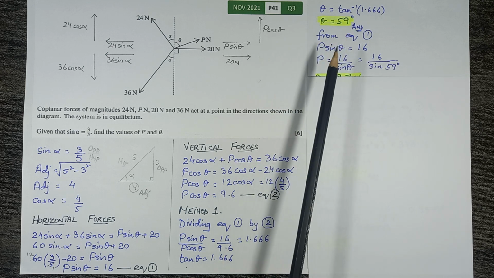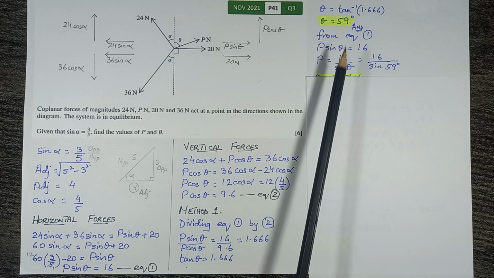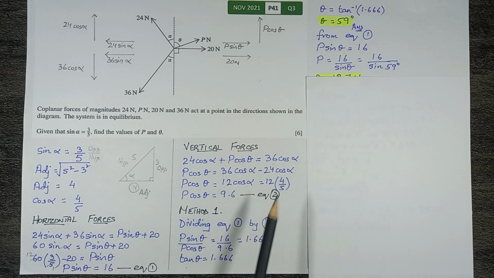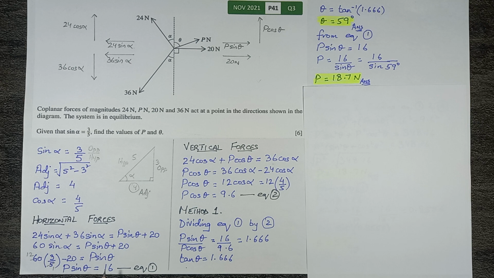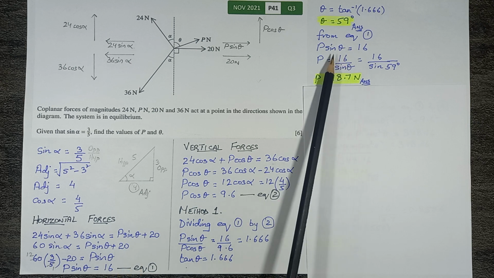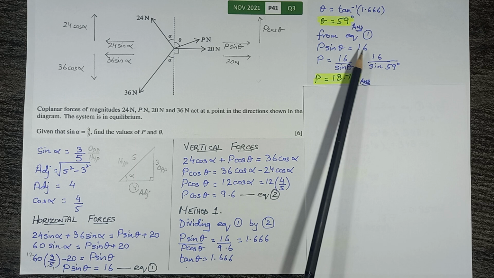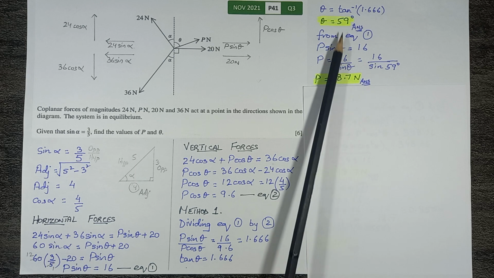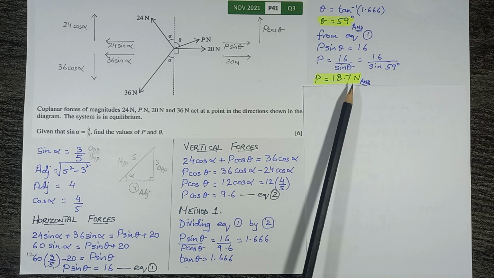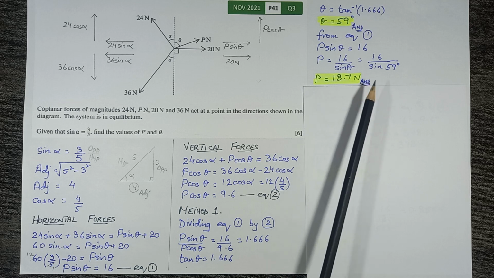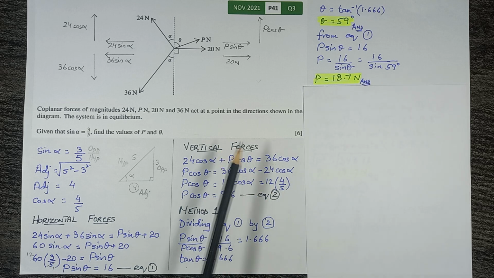Placing this value of theta in either equation 1 or equation 2, we can find the value of p very easily. For example, if we take equation 1, p sine theta is equal to 16, so p is 16 divided by sine theta, and theta is 59, so 16 divided by sine 59, and p is equal to 18.7 Newton. So this method is super easy.